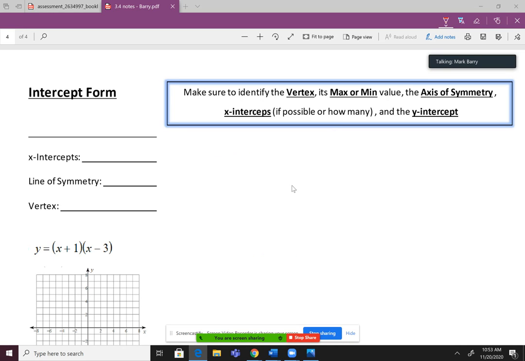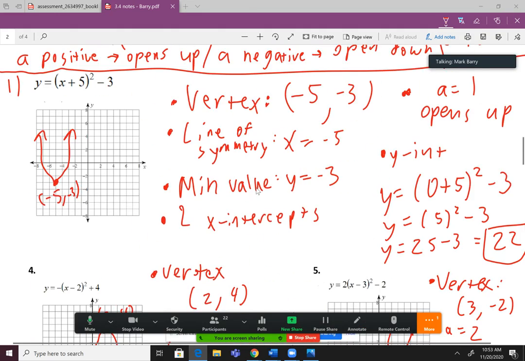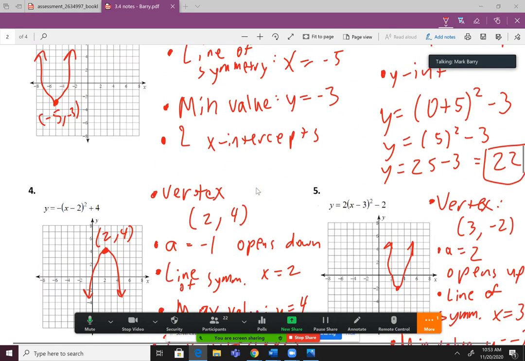Our last form that we're going to be looking at here is intercept form. Okay, so we've had 3 different forms now that we've looked at in terms of the equations. So I'll do a quick review of that. I think we did skip number 7.